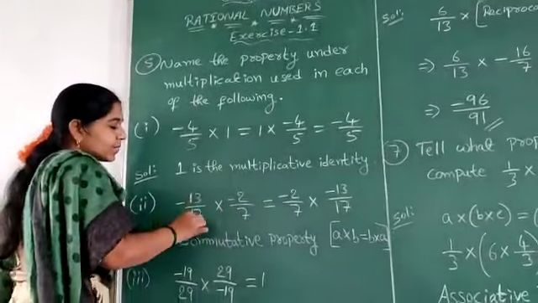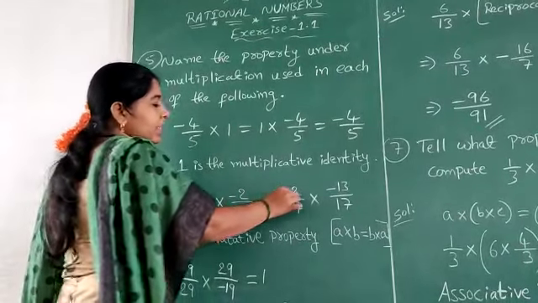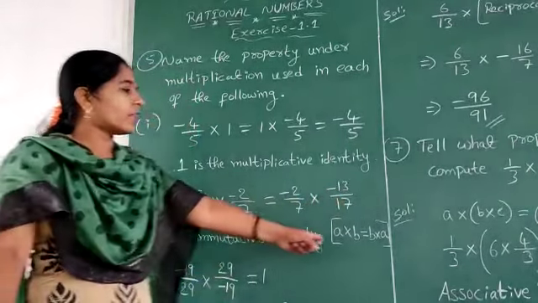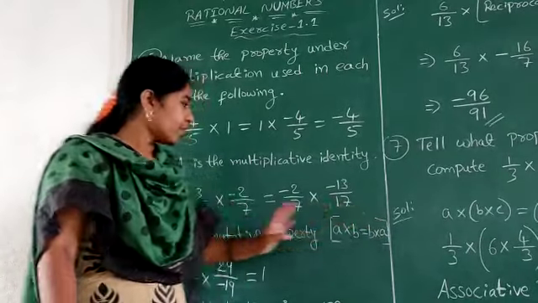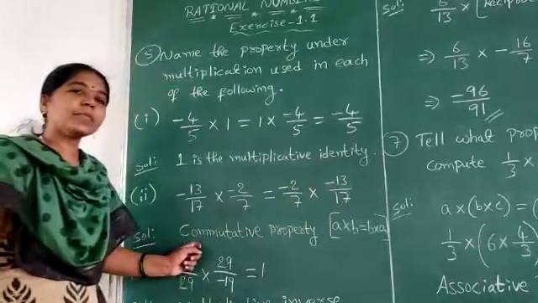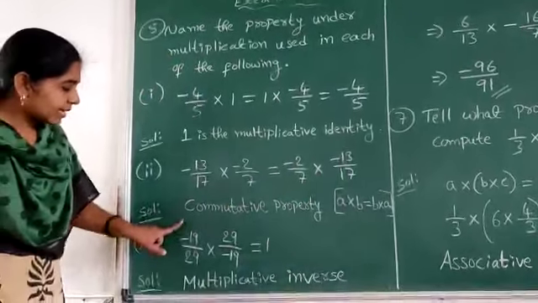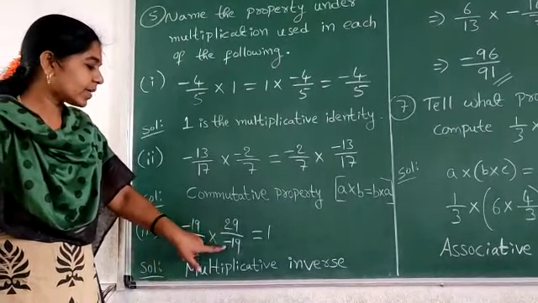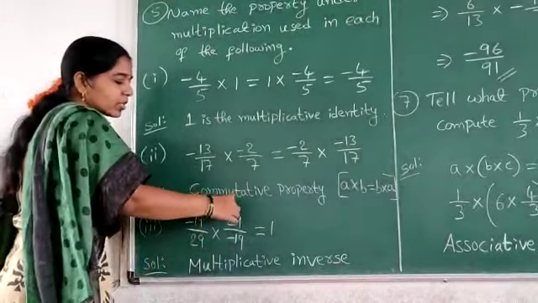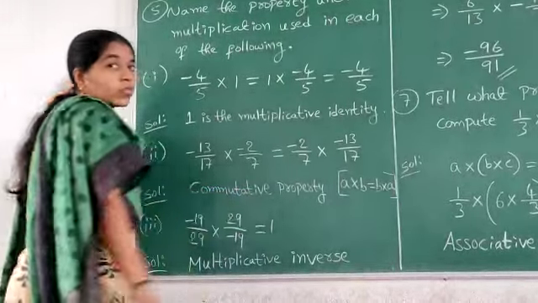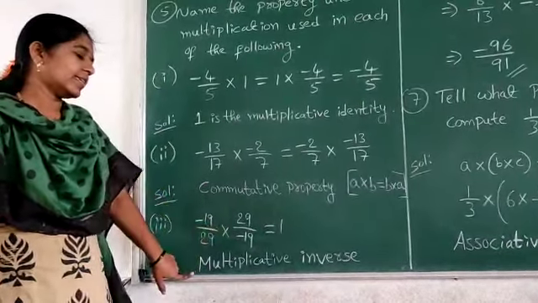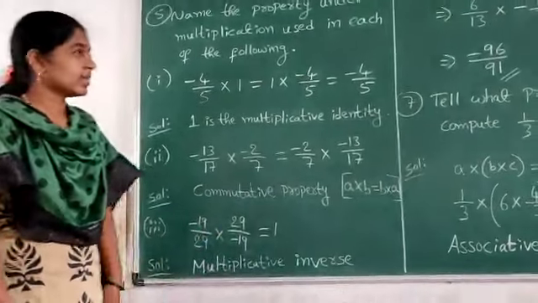Next one, minus 13 by 17 into minus 2 by 7 is equal to minus 2 by 7 into minus 13 by 17. It is in the form of A into B is equal to B into A. Also, just reverse the order, A into B is equal to B into A. It is a commutative property. Next one, minus 19 by 29 into 29 by minus 19 is equal to 1. Already you studied. When we strike out numerators and denominators, if you got 1, we will call those rational numbers multiplicative inverse of one another. Then it is multiplicative inverse.